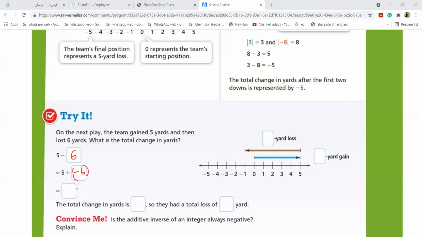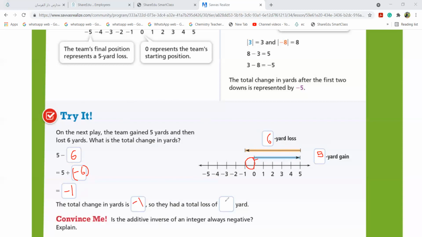And what is 5 minus 6? It will be minus 1, negative 1. Did you get it? First they go 5 and then they come back 6. So how much is it? Minus 1. So 5 minus 6 is minus 1. So the total change in the yard is minus 1.